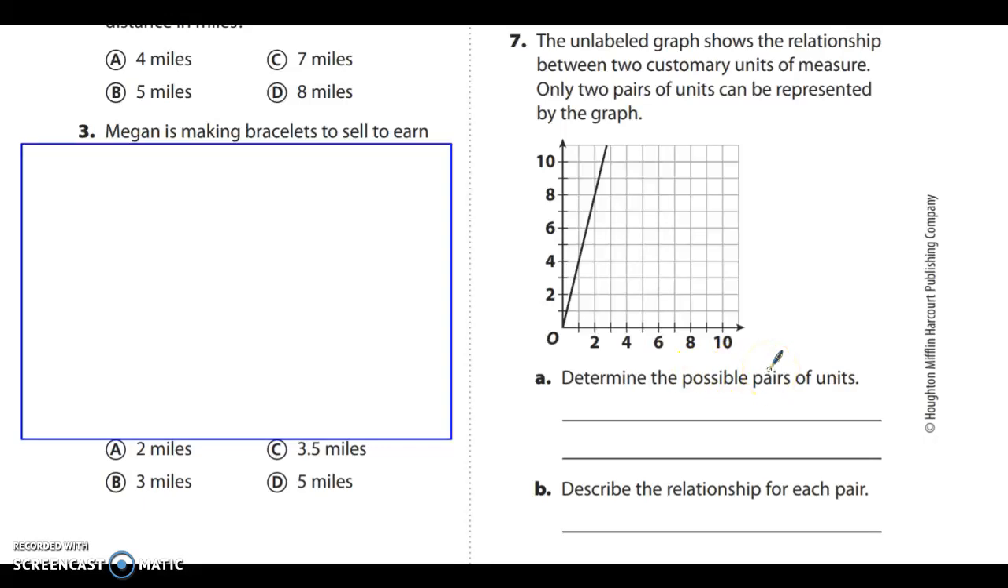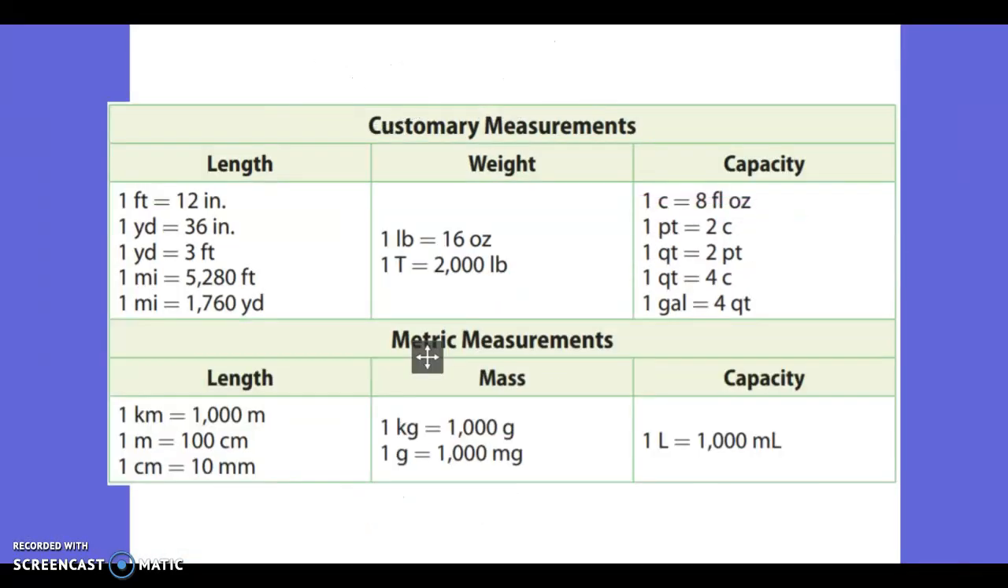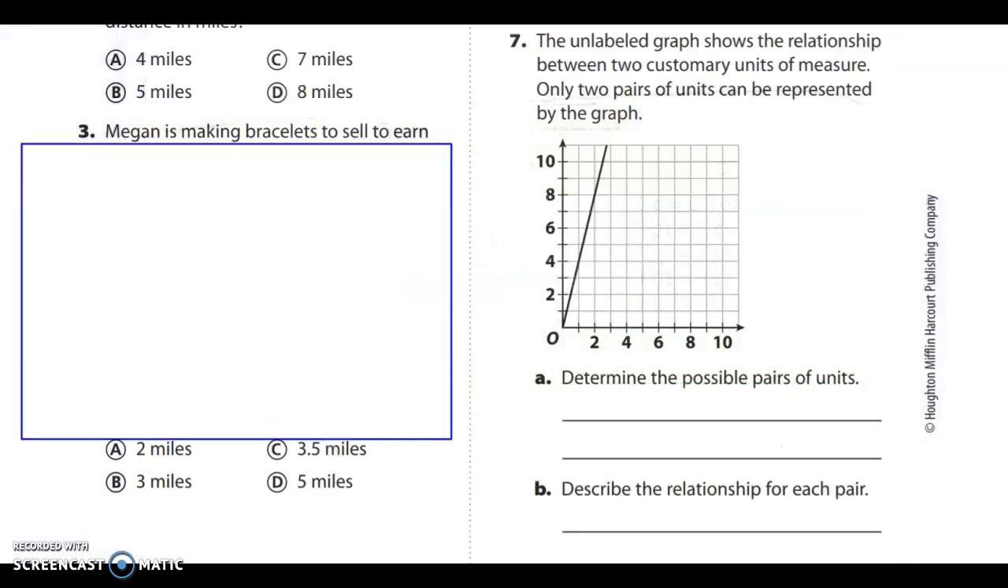Now you might think to yourself, I don't even know what this is asking. Well, I'm going to go back to my table that we have. And the customary units of measure are all these things at the top. The bottom ones are called the metric. So I'm looking right here for things that could be on that table. Okay? So these are the relationships that could exist on that table.